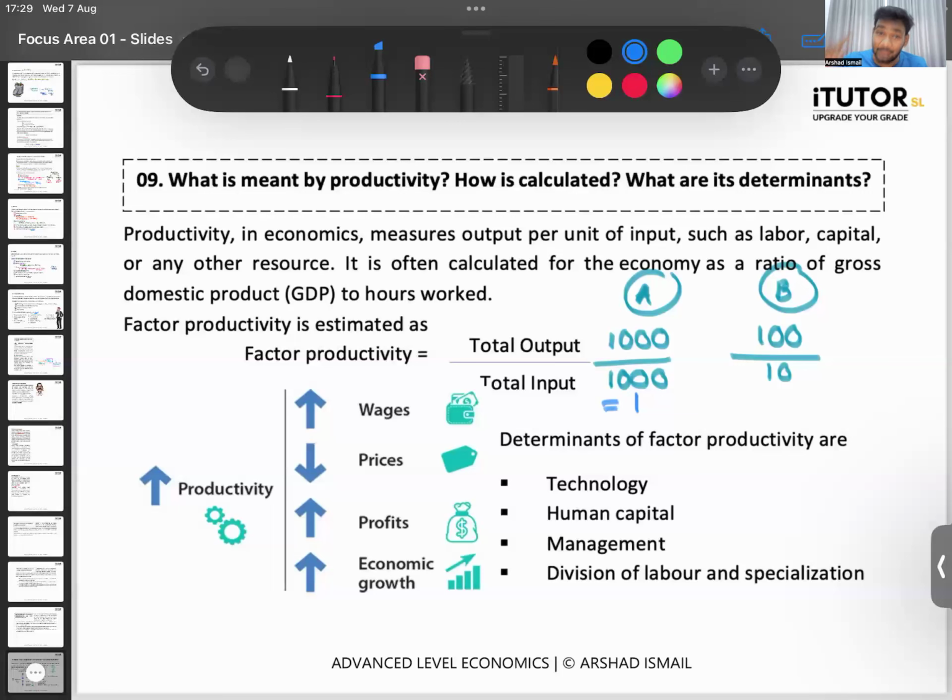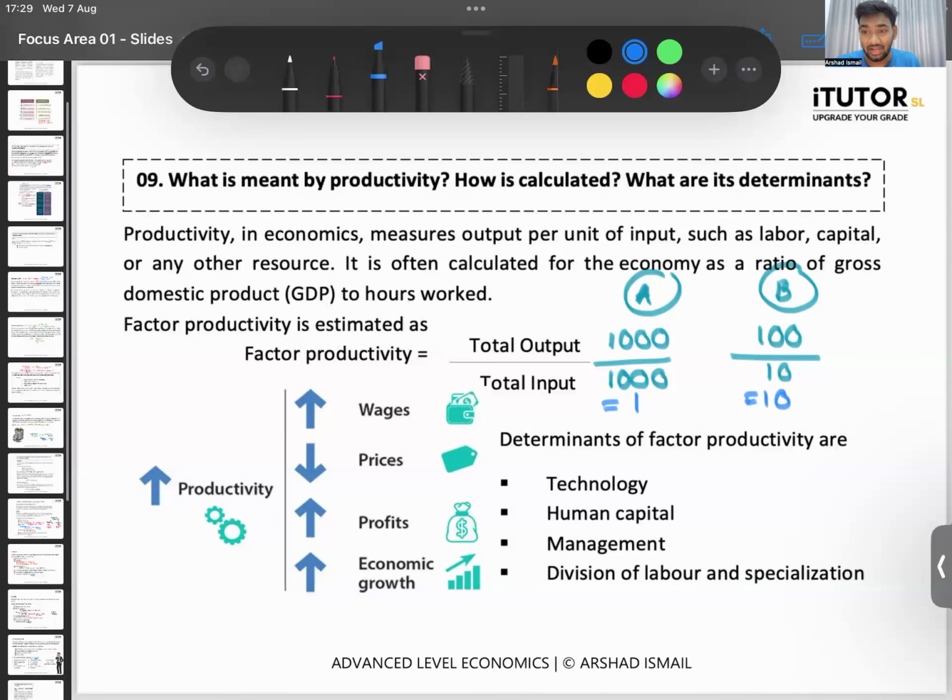So if you look at productivity, factory A's productivity is 1. They need 1,000 people to produce 1,000 t-shirts, so one person is producing only 1 t-shirt. Factory B, 10 people are producing 100. That means their productivity is 10. That's what you call factor productivity. So you can calculate labor productivity, capital or machine productivity. That's productivity. That is the theory part of it.